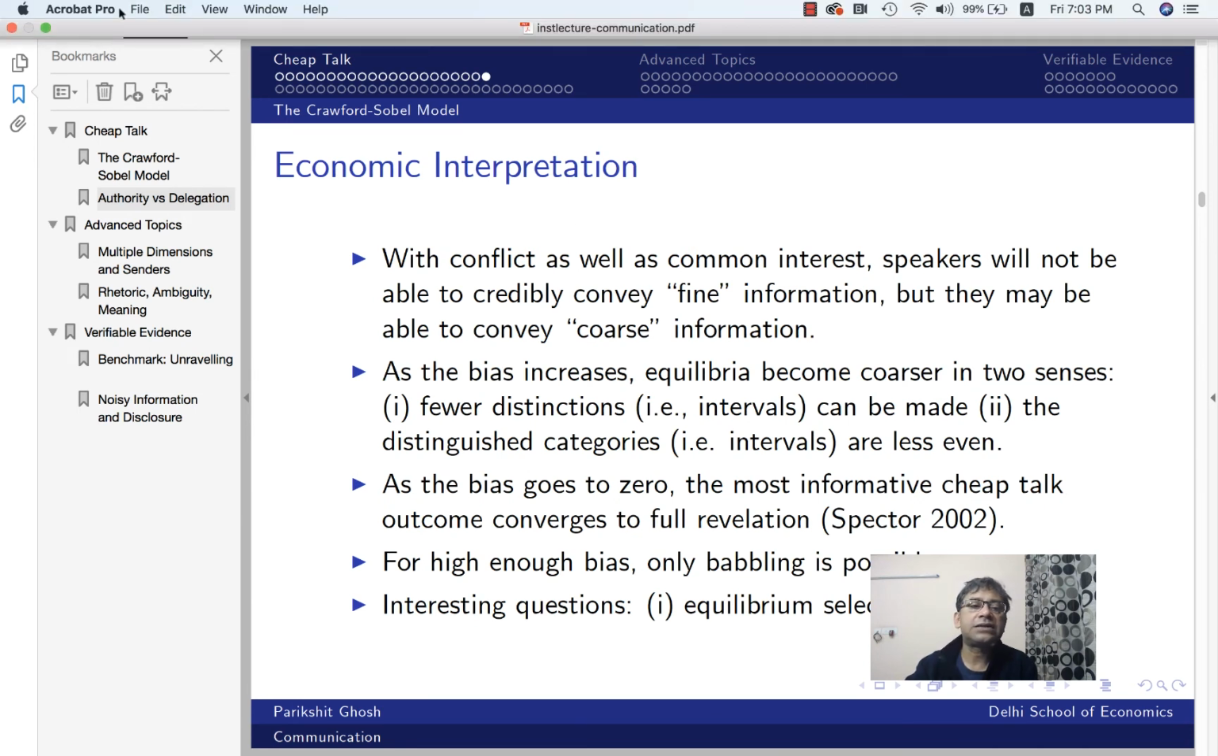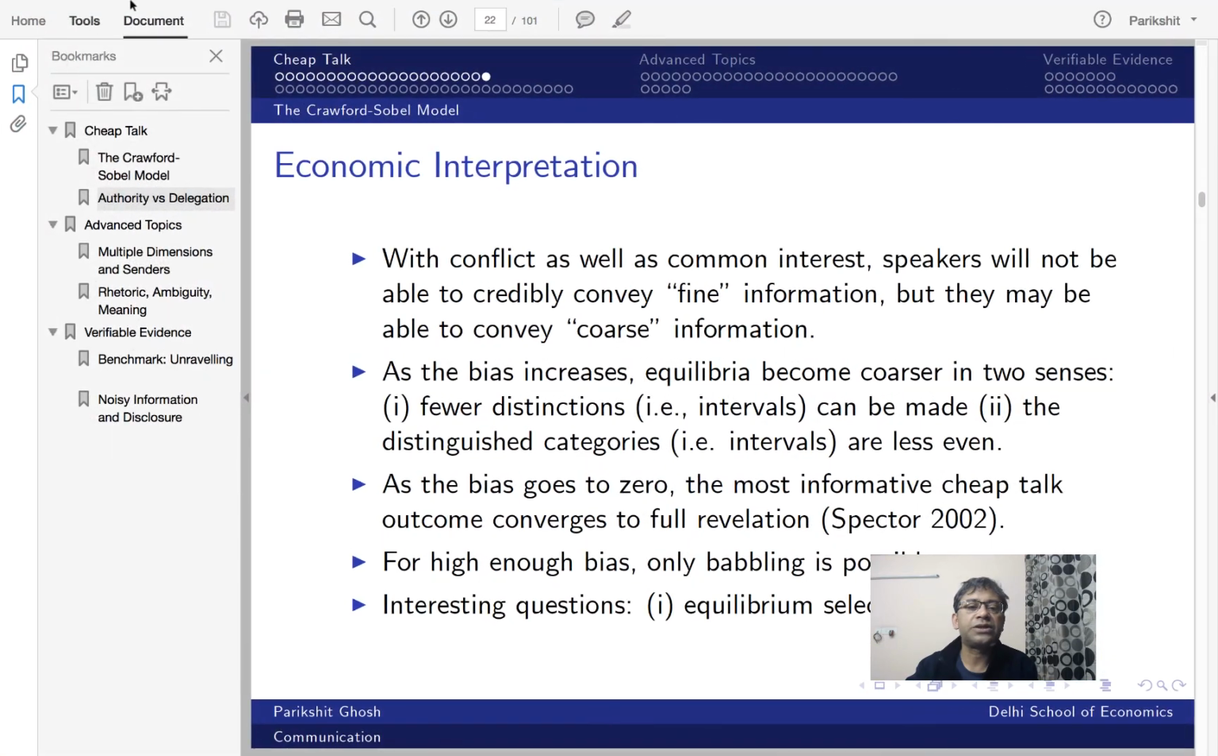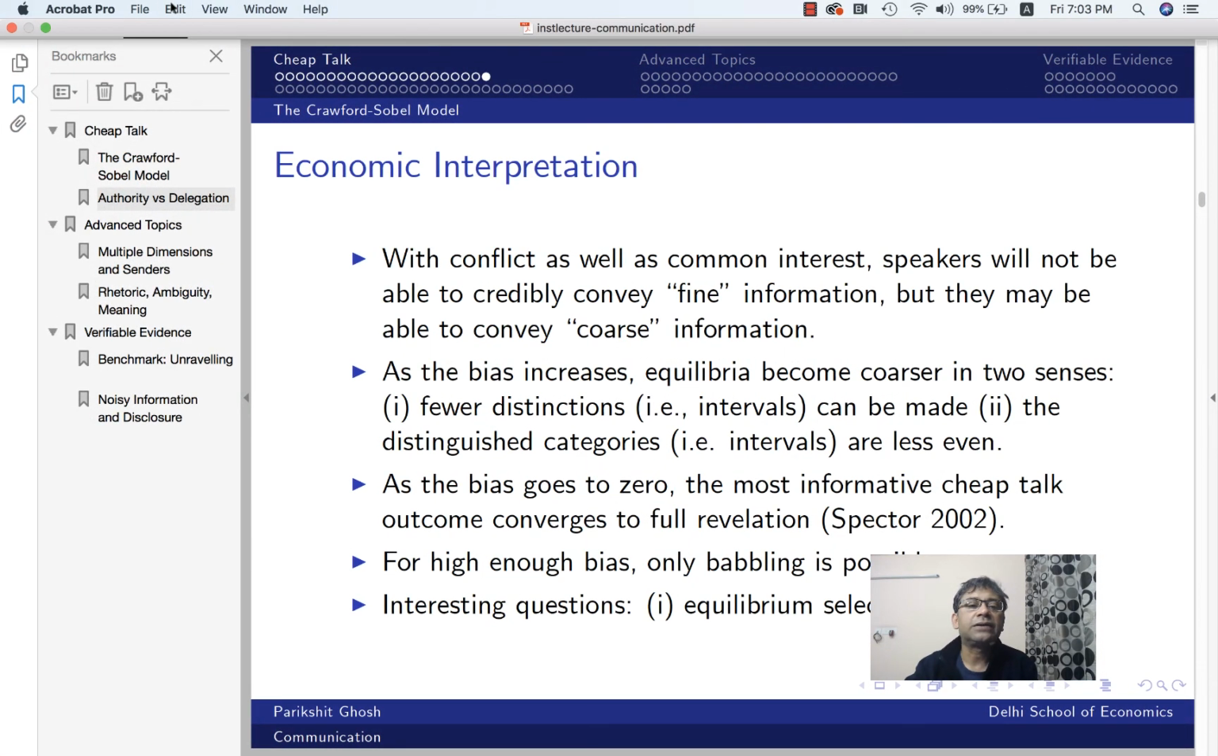So let's step back and then think about what this means in plain language.